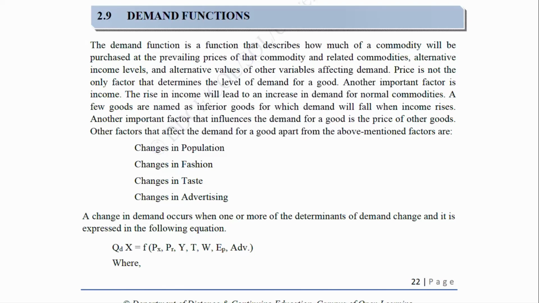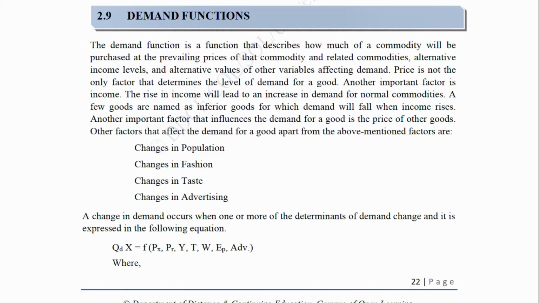Another important factor that influences the demand for a good is the price of other goods. Other factors that affect the demand for a good, apart from the above mentioned factors, are: first, changes in population; second, changes in fashion; third, changes in taste; and fourth, changes in advertising. A change in demand occurs when one or more of the determinants of demand change, and it is expressed in the following equation.